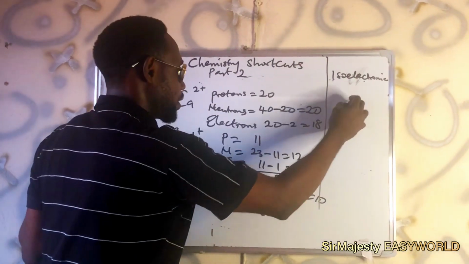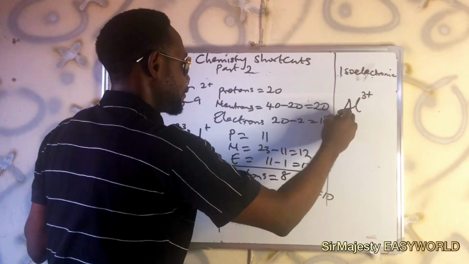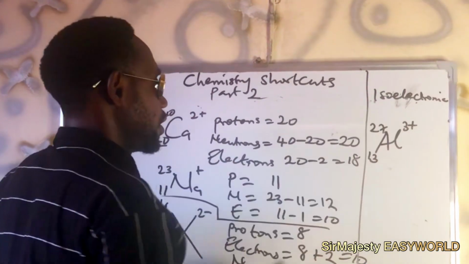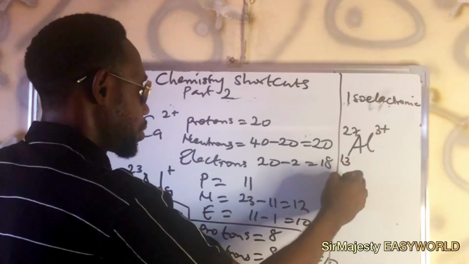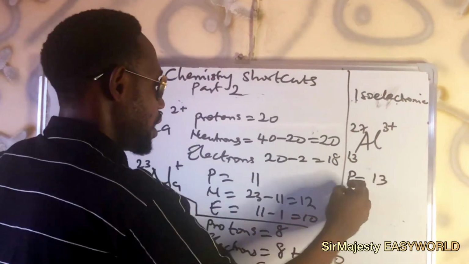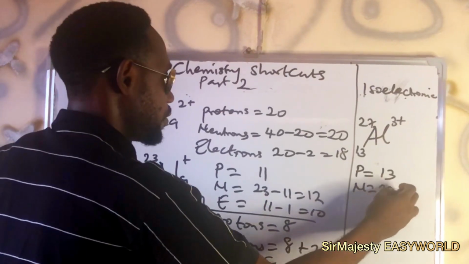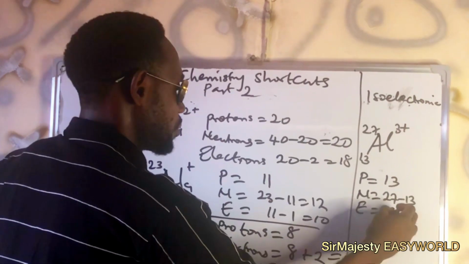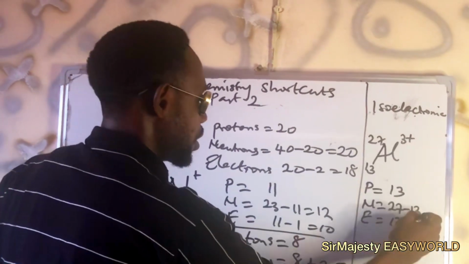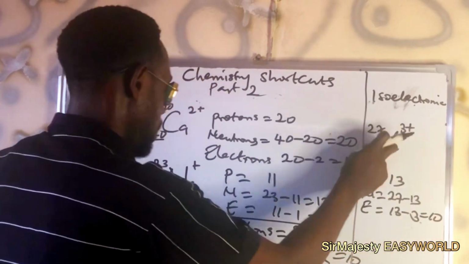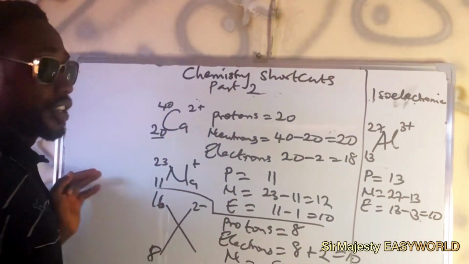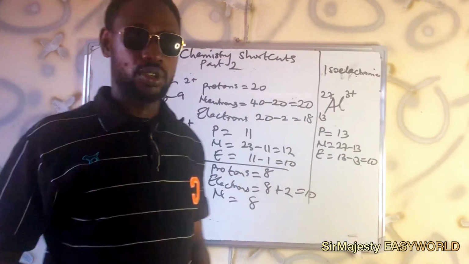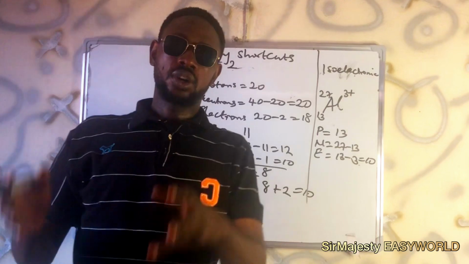The same thing is applicable here. If you have 13 here and 27. So how many protons are here? 13. How many neutrons? 27 minus 13. How many electrons? You just say 13 minus 3, because this is plus, which will give you 10. So all three ions are equal in terms of the number of electrons each one contains.